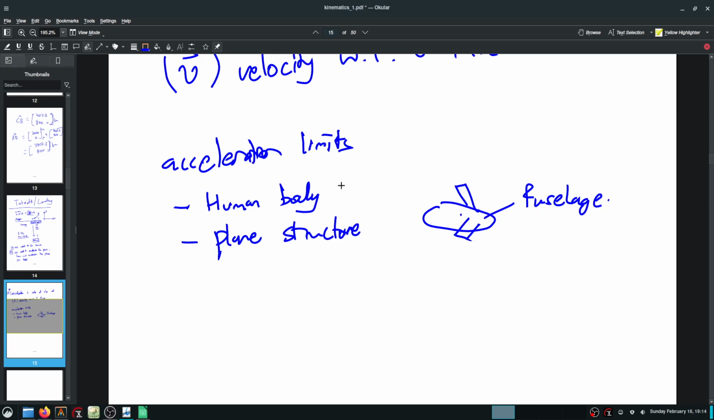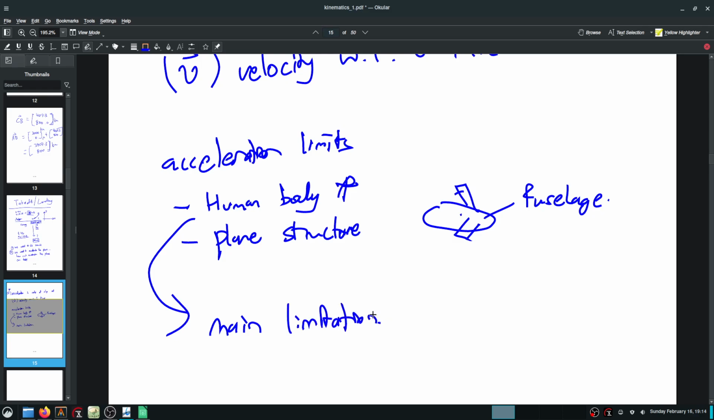But usually it's the human body that is the limiting factor. I should not say human body is the problem. I apologize. Humans are not the problem, I don't want to give that label. People are important. So the human body is the main limitation in most of these cases.